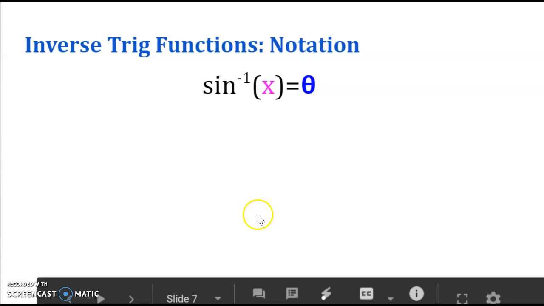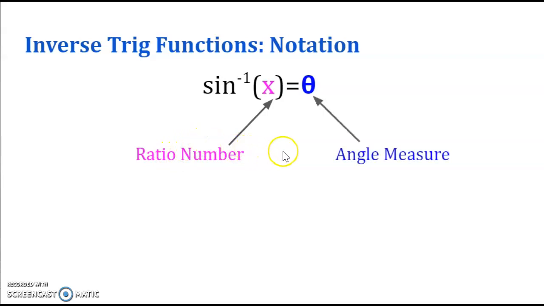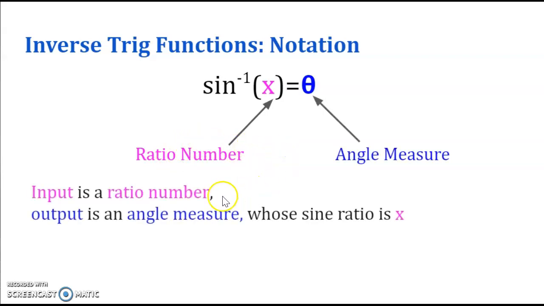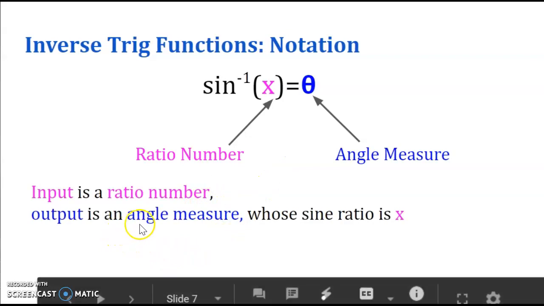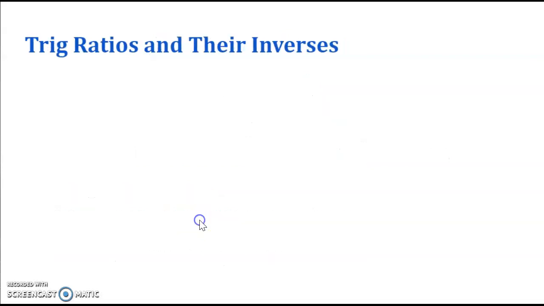Okay, so the inverse trig function notation, you are always going to see it as sine of -1 of x is equal to theta. Okay, so this -1 does not refer to an exponent as you have seen before. Negative exponent, this is the inverse function. So you do need to be very careful not to get that confused, where x is the ratio number and the theta is the angle measure. So the input is the ratio number and the output is the angle measure, whose sine ratio is x. And we read it as inverse sine of x equals theta.